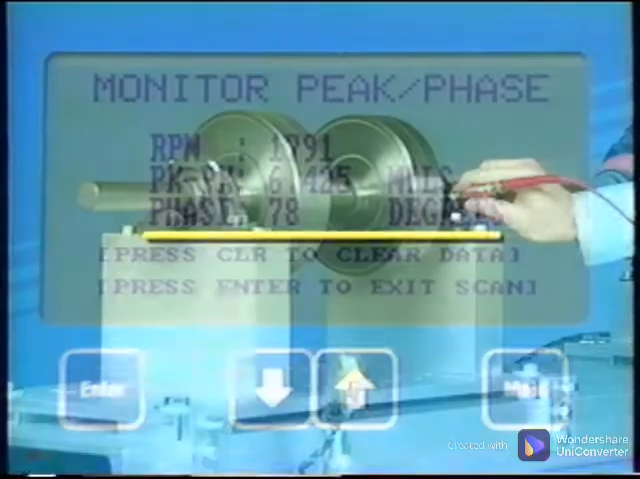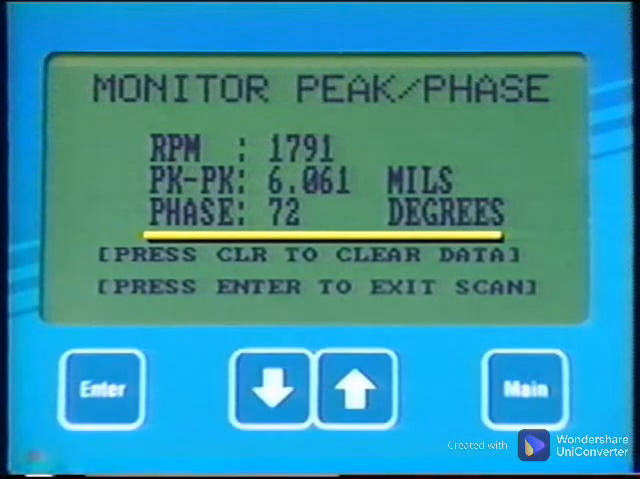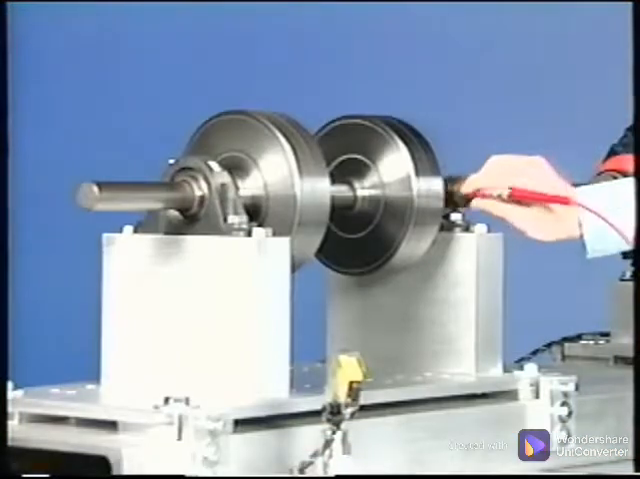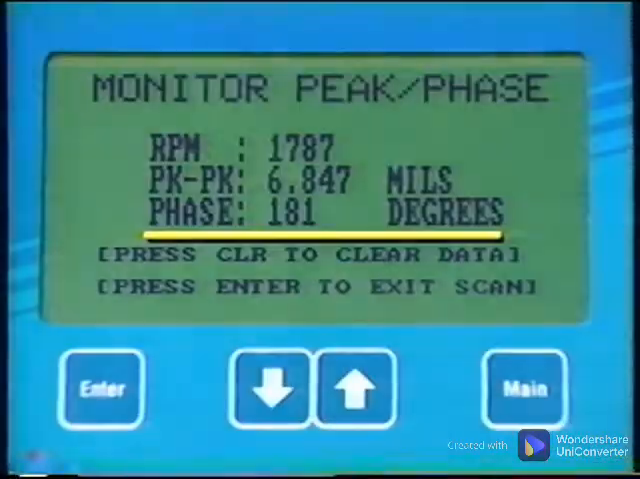Record the phase measurements for each measurement point. Check to make sure they are stable within a 30-degree swing and that there is approximately a 90-degree shift from the horizontal to the vertical position at each bearing location.